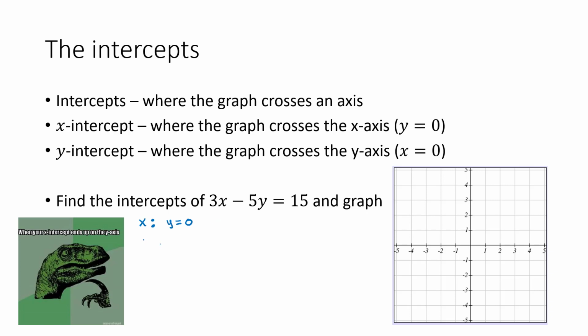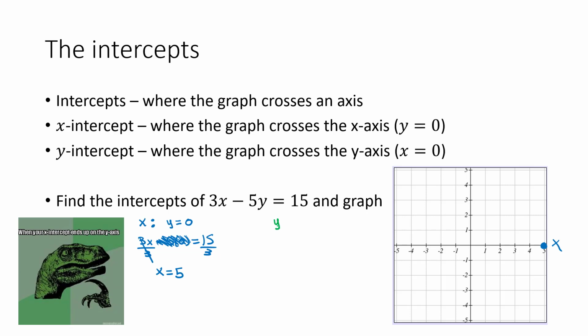So plugging y equals 0 in, we get 3x minus 5y, well y is 0, equals 15. And that's real nice because 5 times 0 is 0, and basically there's nothing left there. It's gone. We just have to divide both sides by 3, and we find out that x is equal to 5. X is the horizontal axis, so x is equal to 5. This graph crosses at 5.